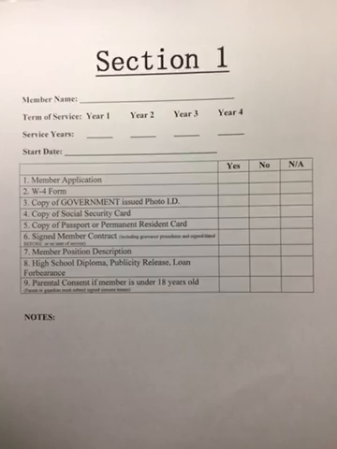In terms of the member position description, that's something that comes straight off of our Talent, Recruit, and Hire website that explains the details of the position that they are applying for. Number 8, the high school diploma, publicity release, and loan forbearance. Once again, this is pretty straightforward. Just make sure everything is circled and dated and signed correctly.